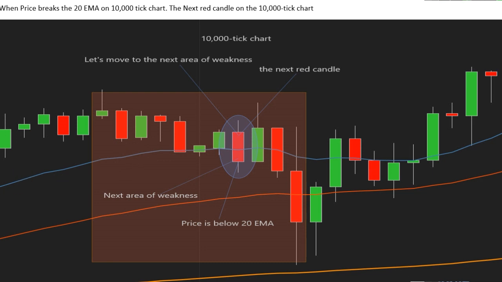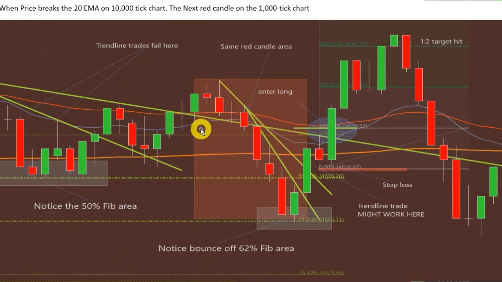So let's take a look at that again on this time chart. Yes, it drops pretty far. It's below the 20 on the 10,000 tick chart. It's going to be below the 200 on the 1,000 tick chart. So let's look for our strategies here. Let's look for some trend line breaks.